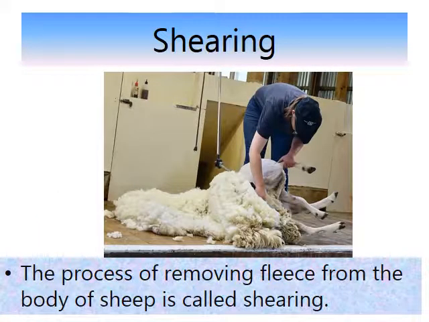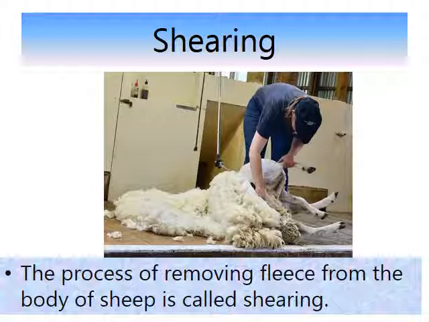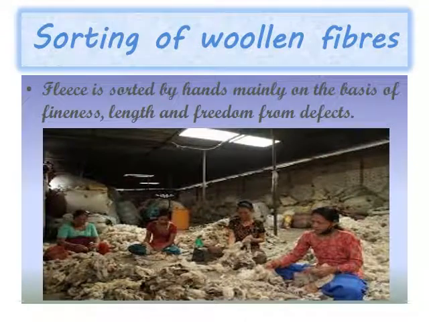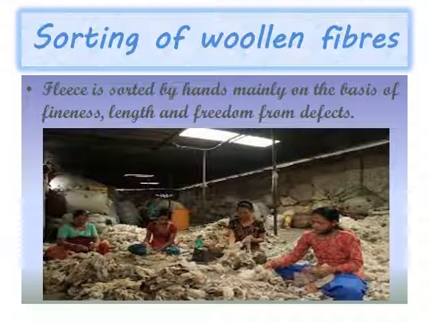The process of removing fleece from the body of sheep is called shearing, and it is generally done in early summer. Now after shearing, sorting of woolen fibers is done. This sorting is done by hand or maybe by machines also. This sorting is done on the basis of fineness, length or freedom from defects.